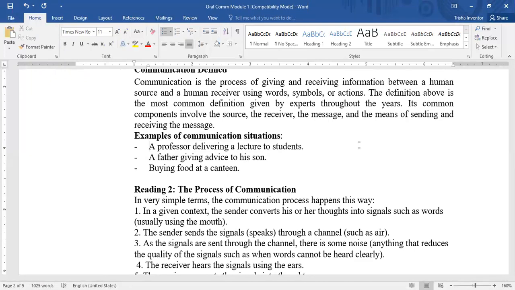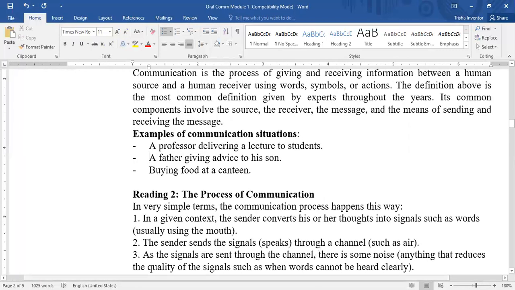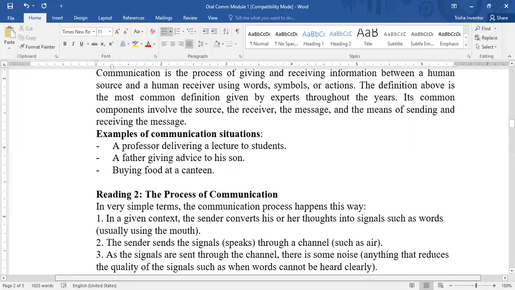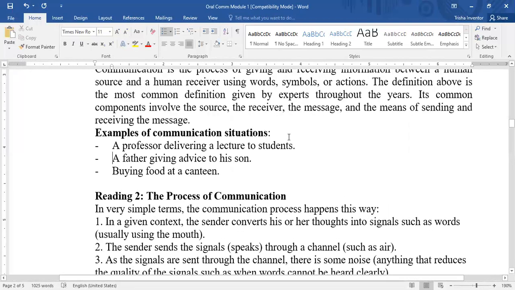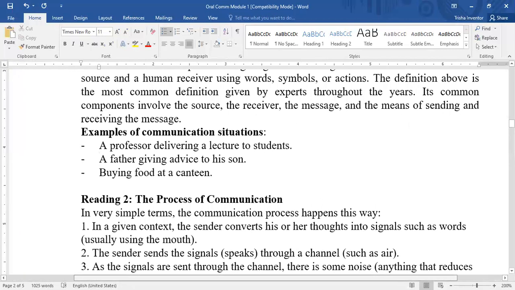Next one, a father giving advice to his son. When you are giving advice, you are of course using your mouth. So, clearly, you are having communication, both of you. And next, last is buying food at a canteen.